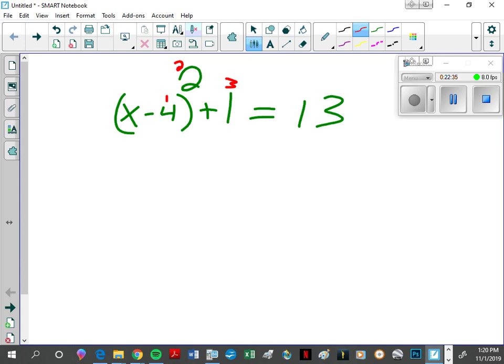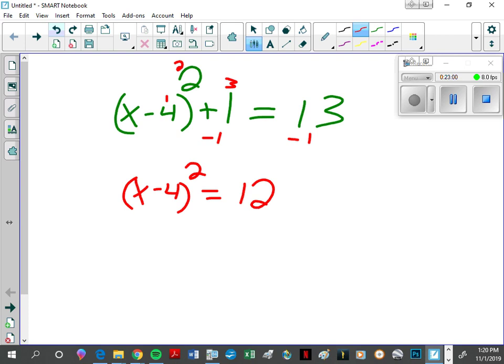The only other thing is, if there was a number here, that would get the 3rd step, and the 1 would get the 4th step. And it's the same. All these problems are going to be the same: inside, squared, outside, and then the end. Okay. So I'm going to subtract 1. And I get x minus 4 squared equals 12.